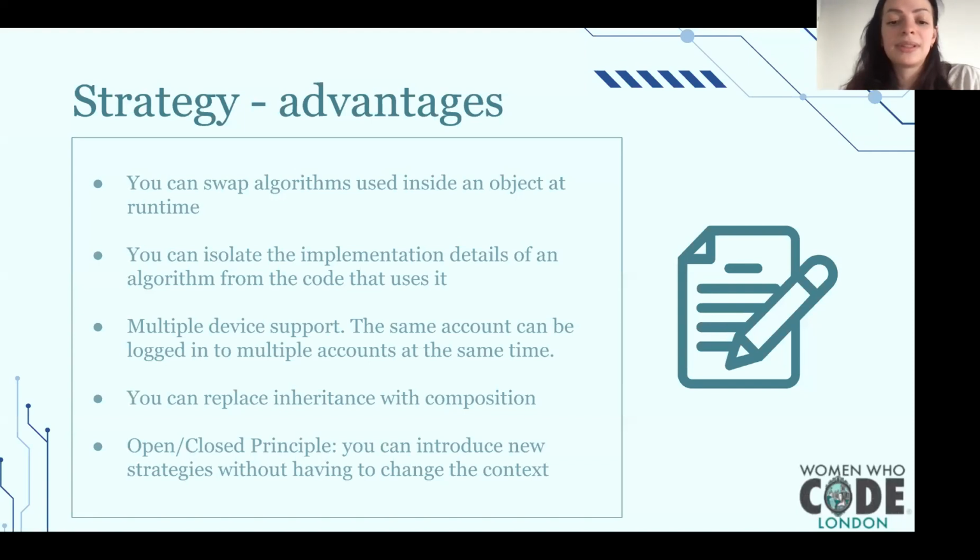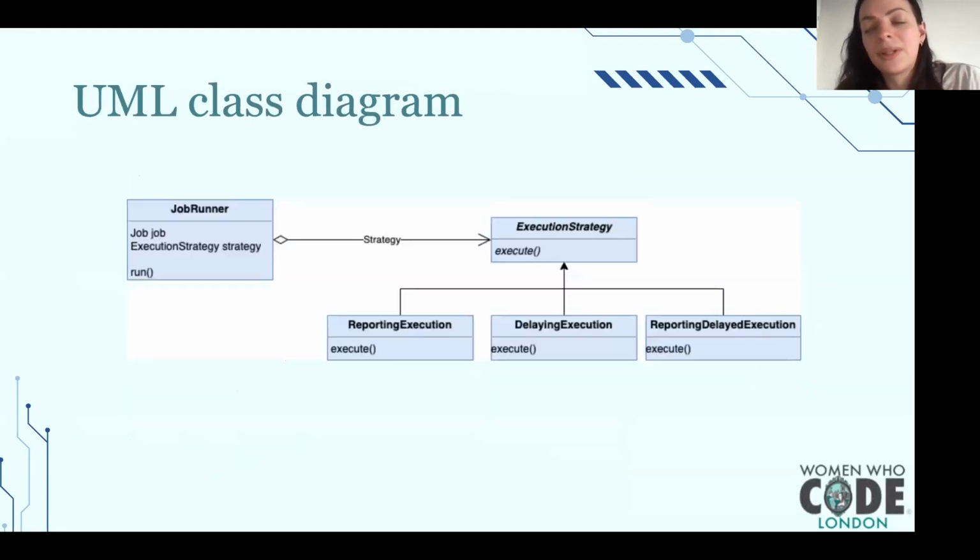Multiple device support, that means that, okay, it's about another example. For example, if you have devices as a strategy, you can use multiple devices. You can replace inheritance with composition. What is that about? Composition, when the execution strategy becomes part of your job runner.